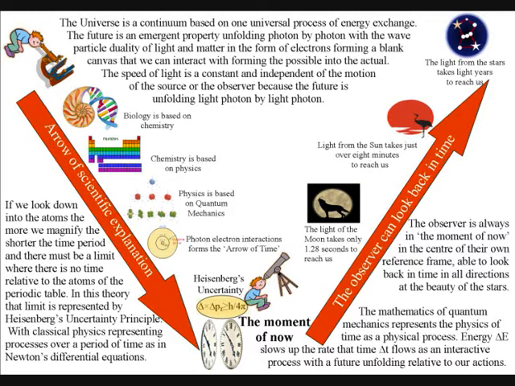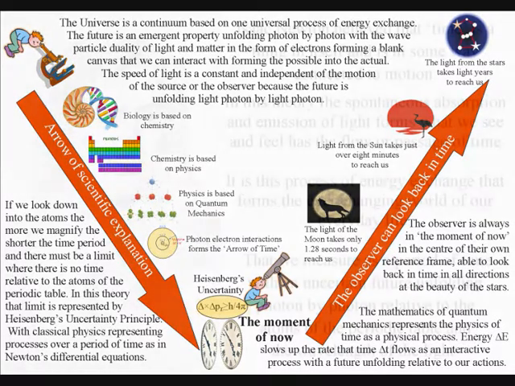Therefore, the nearer they look at something, the shorter the time period, and there must be a limit where there is no time relative to the atoms of the periodic table. In this theory, the limit is represented mathematically by Heisenberg's uncertainty principle, with quantum physics representing the mechanics of time as a physical process, with classical physics representing processes over a period of time, as in Newton's differential equations.